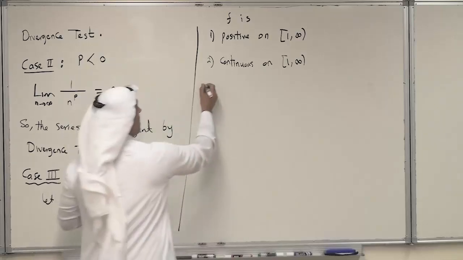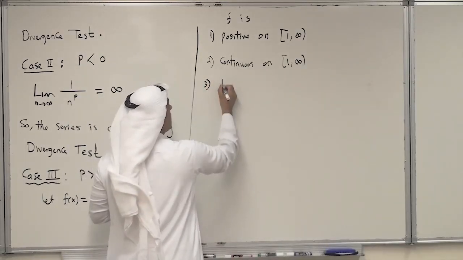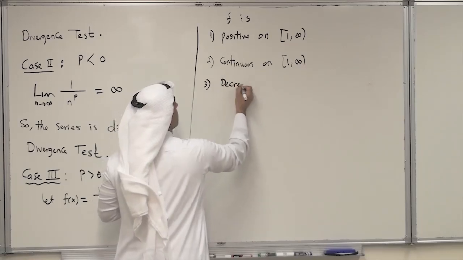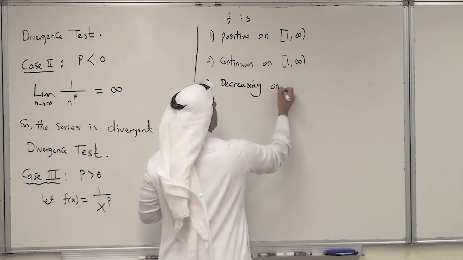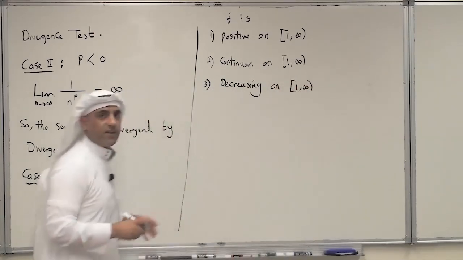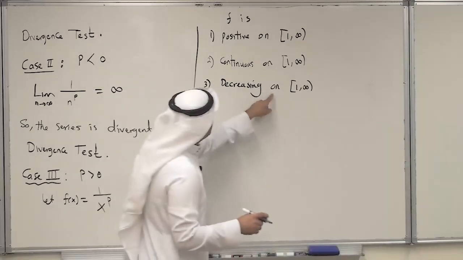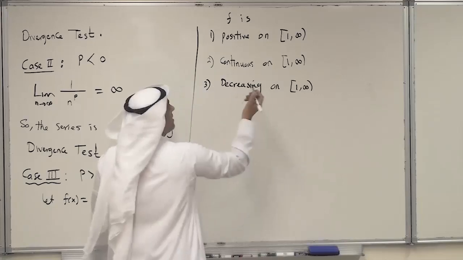What remains now is just to check number 3, that is the decreasing. Is f decreasing on 1 to infinity? This is what we need to check. Okay, why is it decreasing on 1 to infinity? Let us justify this. Now it remains to check the decreasing behavior here. Is the function f decreasing on 1 to infinity? Let us check this one.